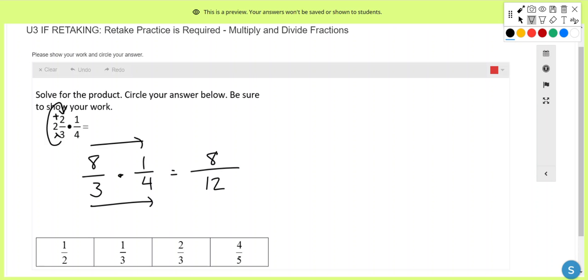I can simplify that by 2 because they're both even, but I can actually simplify it by 4 as well. 8 divided by 4 would be 2. 12 divided by 4 would be 3. So my answer for this one should have been 2/3.